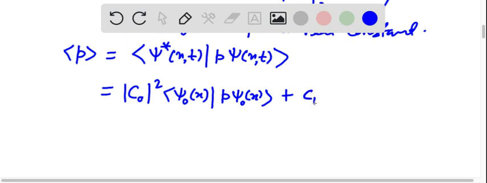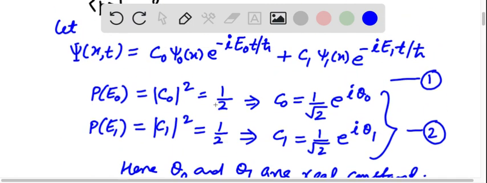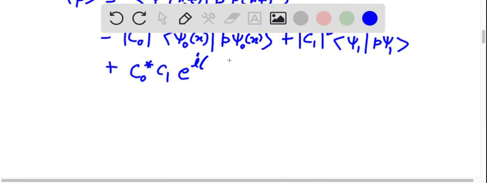Plus c1 square psi 1, P, psi 1, plus c naught complex conjugate and c1 e power i. If you find the complex conjugate of this, this part will be positive from here, e power plus i E naught t by h bar, and another part will be negative. So this will be E naught minus E1 times t by h bar, and this will be psi naught, P, psi 1. This is only position dependent.